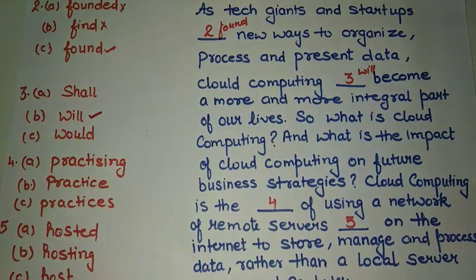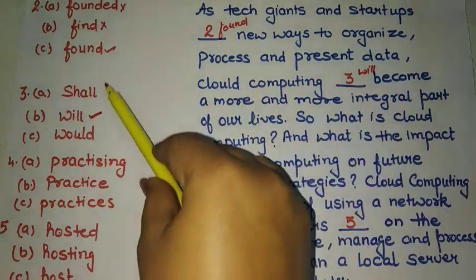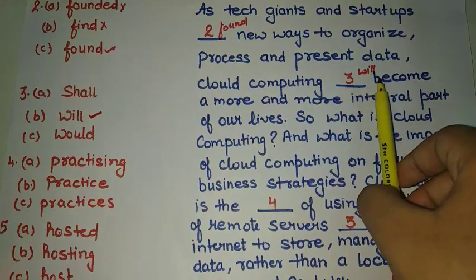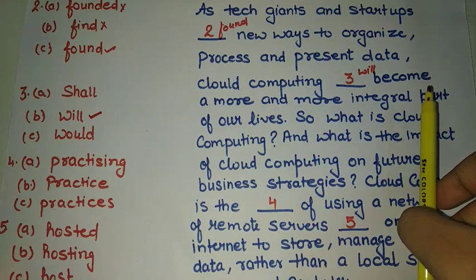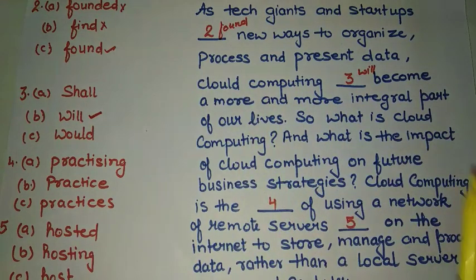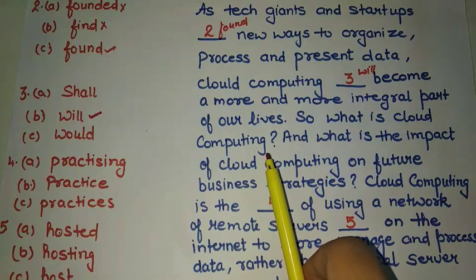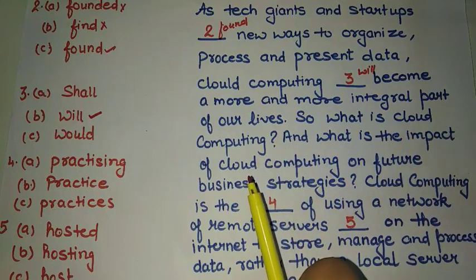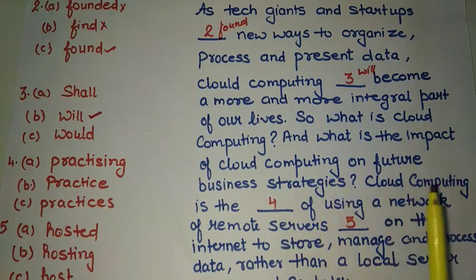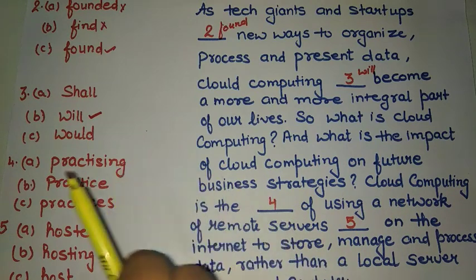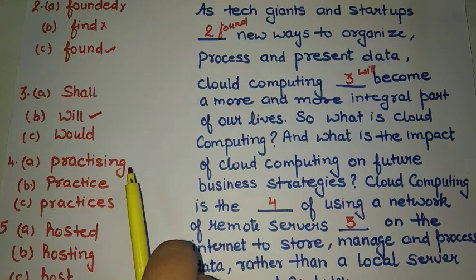Now what is the approach? See, without looking at the options also, sometimes you can get the answer if you are able to complete the sentence on your own according to the given statement. Okay, so what is cloud computing and what is the impact of cloud computing on future business strategies? Cloud computing is the dash of using a network of remote servers. For the fourth one, we have the options practicing, practice, and practices.